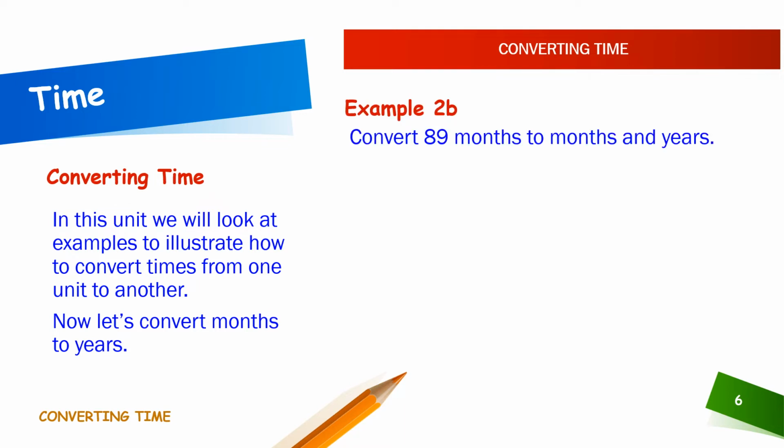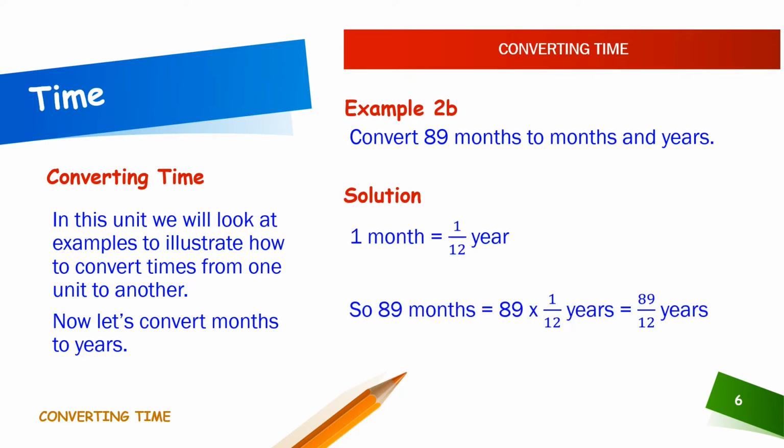Now let's take a look at this example. We are required to convert 89 months to months and years. Pause the video and have a go. Press play when you're ready to view the solution. So let's solve this. Now 1 month equals 1/12 of a year, so 89 months equals 89 times 1/12 years, which equals 89 over 12 years, which equals 7 and 5/12 years. In other words, 7 years and 5 months.